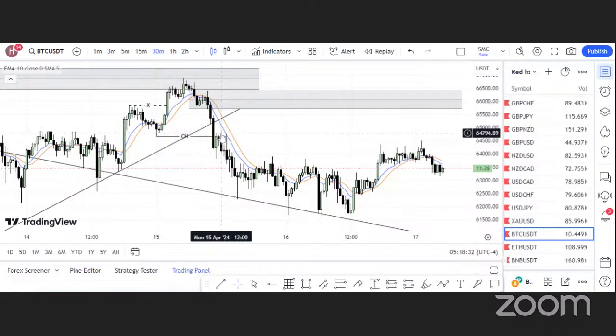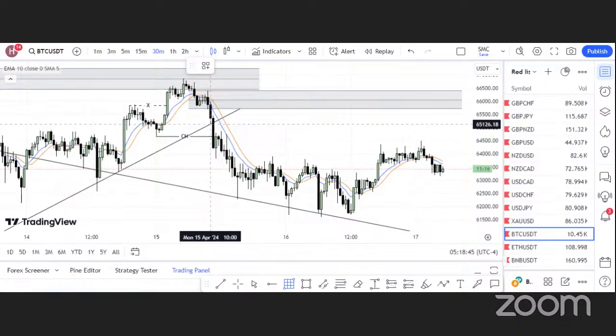Mitigation means complete retest or complete pullback. So please don't get confused when you hear me making use of the term mitigated. You see, the market has already completed its pullback around this area.